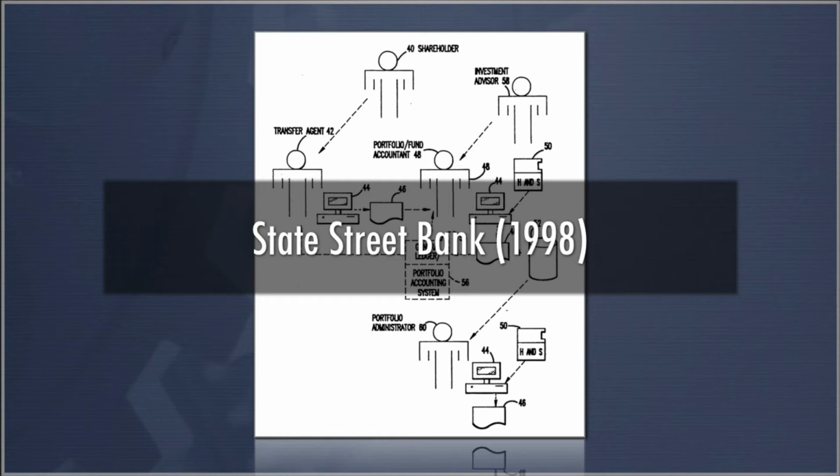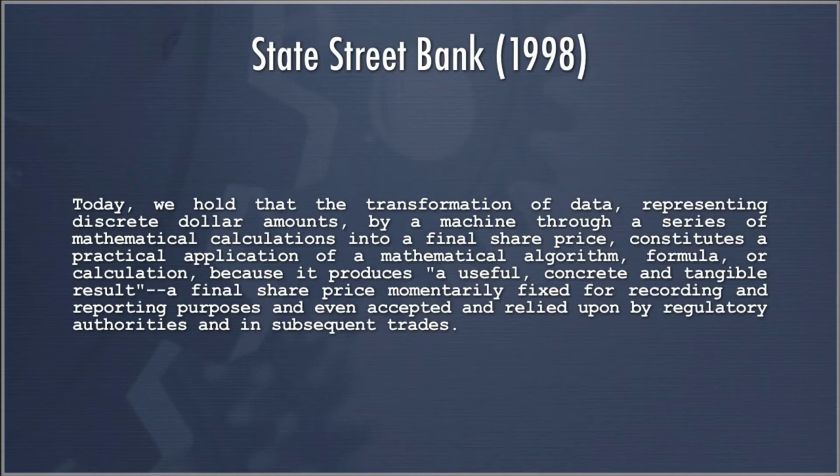And the court in State Street says, well, there's really no concern here about an abstract idea, because the transformation of data representing discrete dollar amounts by a machine through a series of mathematical calculations into a final share price, again, basically mutual fund accounting, constitutes a practical application of a mathematical algorithm, formula, or calculation, because it produces a useful, concrete, and tangible result. A final share price momentarily fixed for recording and reporting purposes and even accepted and relied upon by regulatory authorities and in subsequent trades, right?